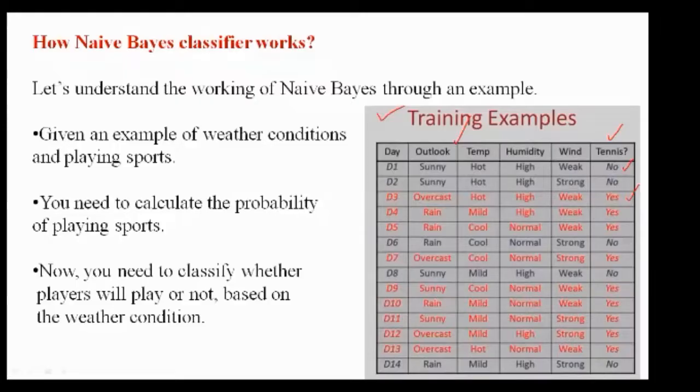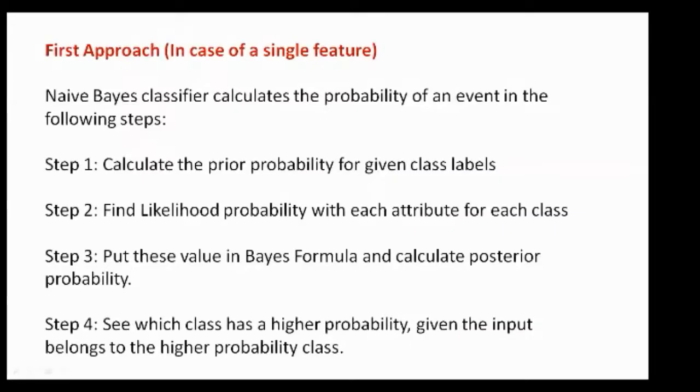So here it is written: given an example of weather condition and playing sport, you need to calculate the probability of playing sports, whether you can play a sport or you cannot play a sport. Now you need to classify whether the player will play or not based on the weather condition. Now we'll see how this example is used.